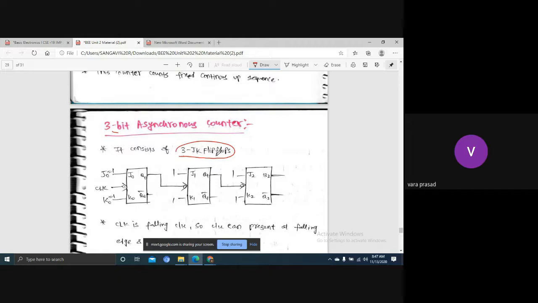As many bits as there are, that many JK flip flops. Here 3 JK flip flops are there. This is the LSB flip flop and this is the MSB flip flop. How can we identify? Where we apply the direct clock, that is the LSB flip flop. The opposite one is the MSB. Here I applied the clock, but I am not applying the same clock to the others. The output works as the clock for the next stage. That's why clocks are different.